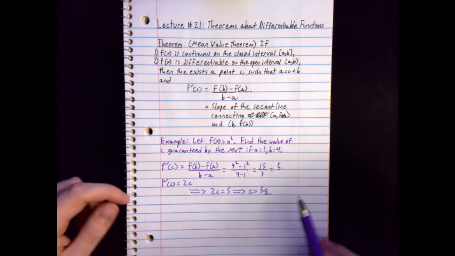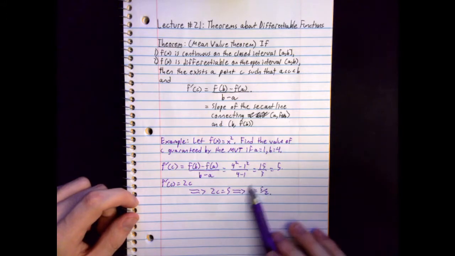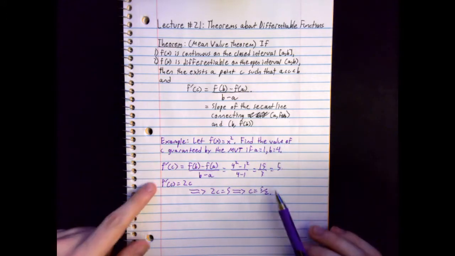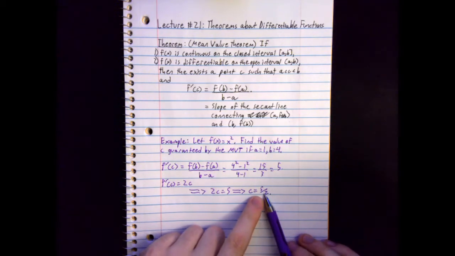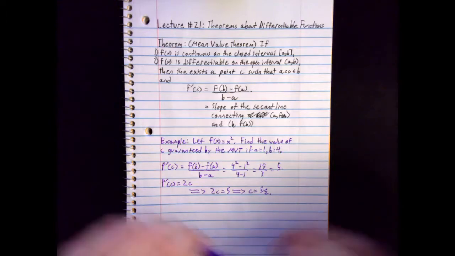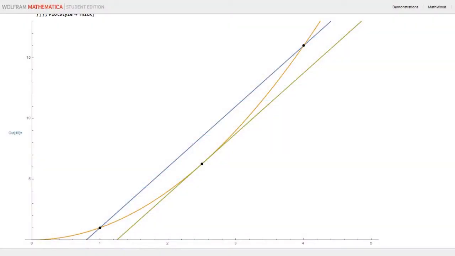And so the mean value theorem says that we get this point c, and we've done this analysis to show that the point the mean value theorem guarantees me is actually just the point 5 halves. If we go and look at a graph of this, the yellow line here is the graph of x squared, and the blue line is the secant line connecting the points (1, 1) and (4, 16). And the green line here is the tangent line at the point 5 halves, right in the middle of 2 and 3. And you can see that these lines are in fact parallel. They have the exact same slope.